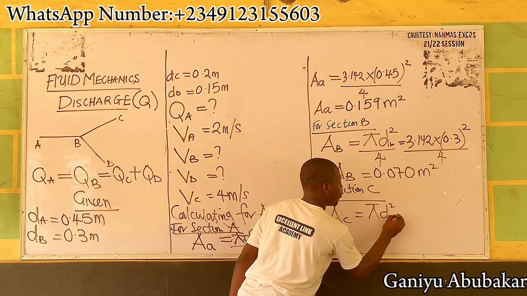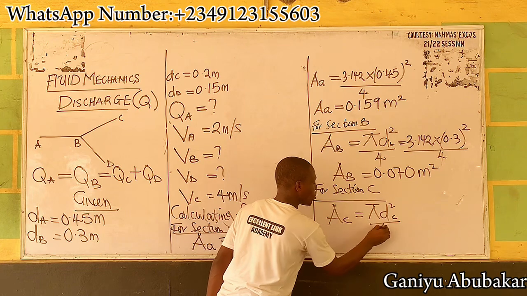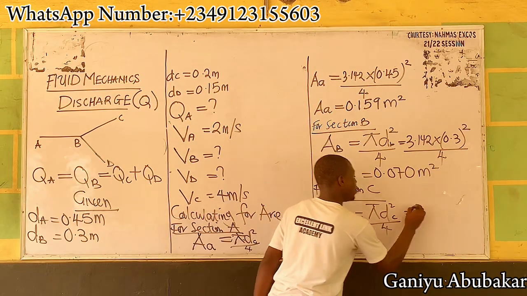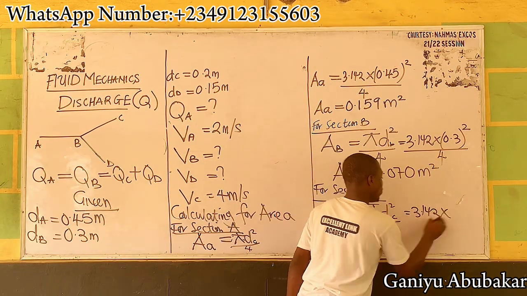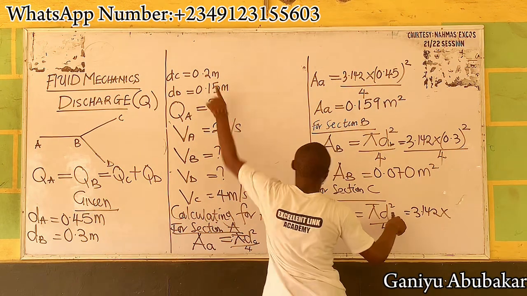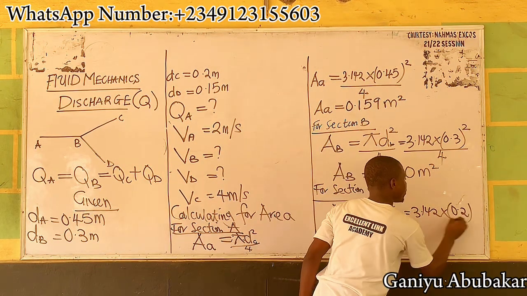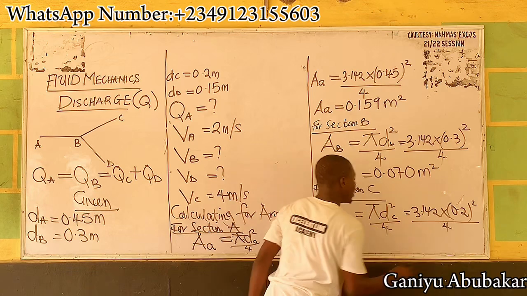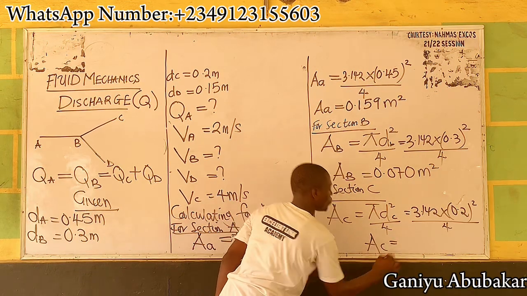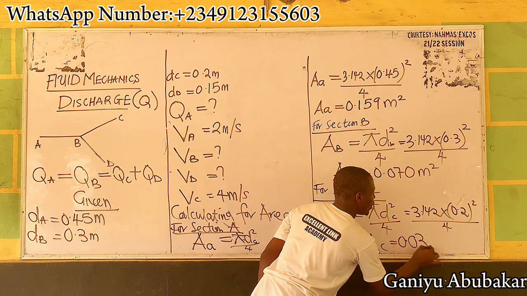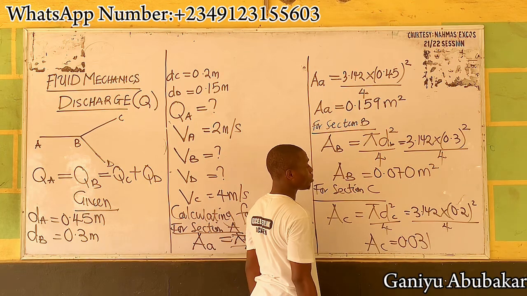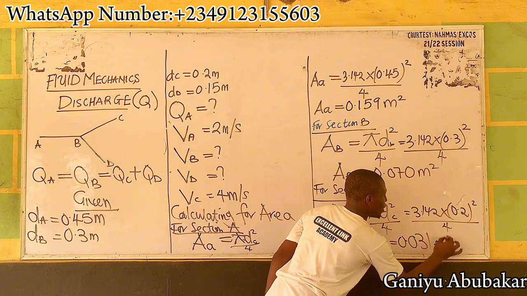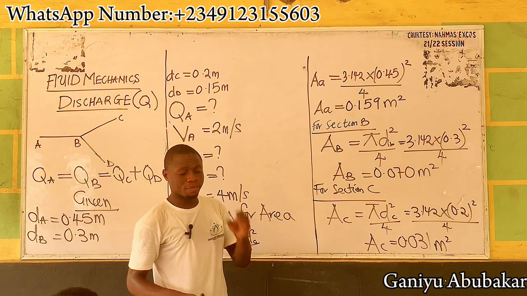Pi d squared over 4, with d at C. What's pi? 3.142. What's d at C? 0.2. Give me the area at C. 0.031 meter square.